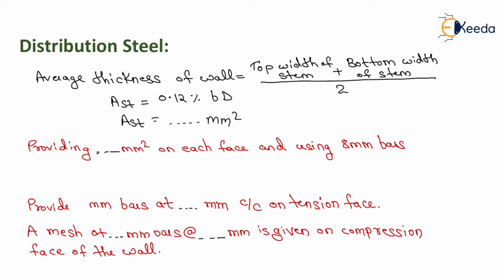Distribution steel. Average thickness of wall equals top width of stem plus bottom width of stem divided by 2. AST equals 0.12% B into D. We will calculate AST in mm square. Now providing dash mm on each face and using 8 mm bars. Provide dash mm bars at dash mm center to center on tension face. A mesh of dash mm bars at the rate of dash mm is given on compression face of the wall.